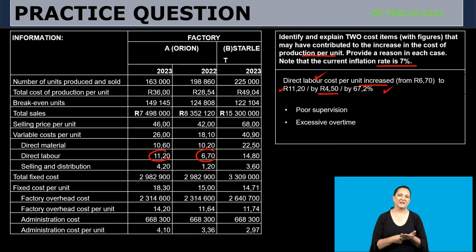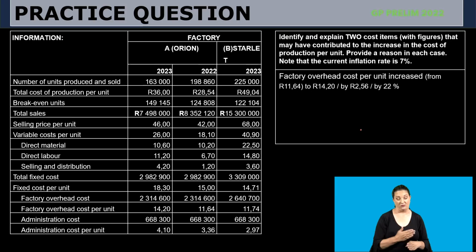The reason why our direct labor cost will increase: number one, poor supervision. Secondly, excessive overtime. These are two of the major contributors to an increase in direct labor cost: poor supervision and excessive overtime.